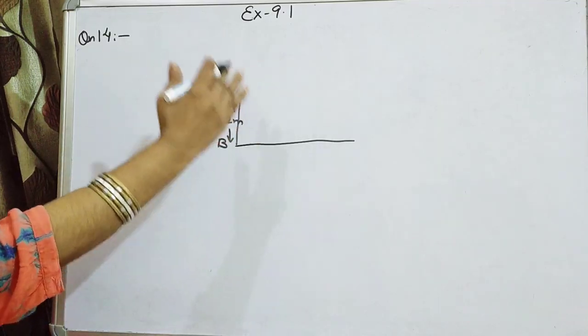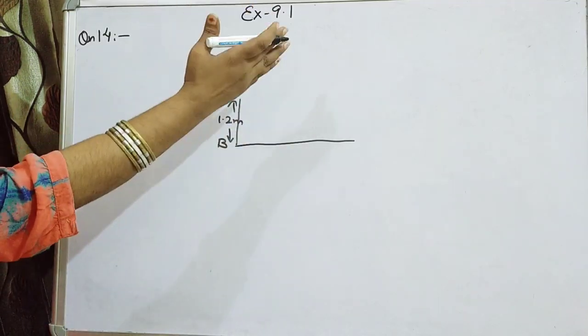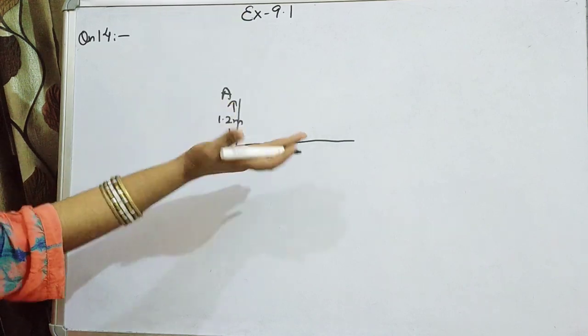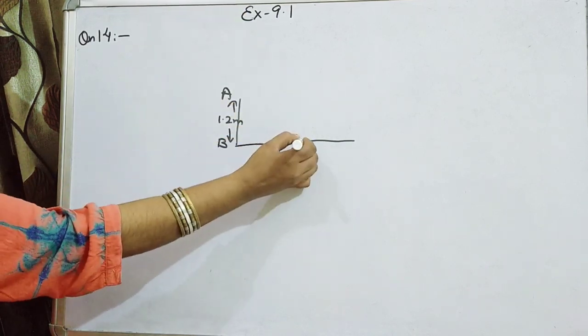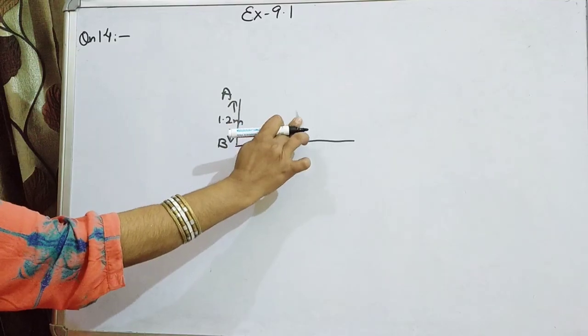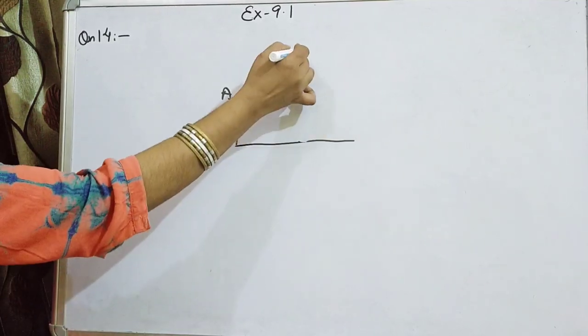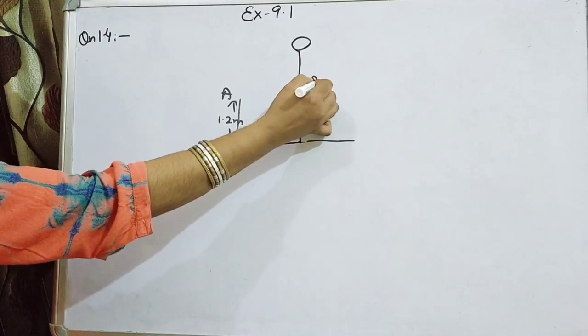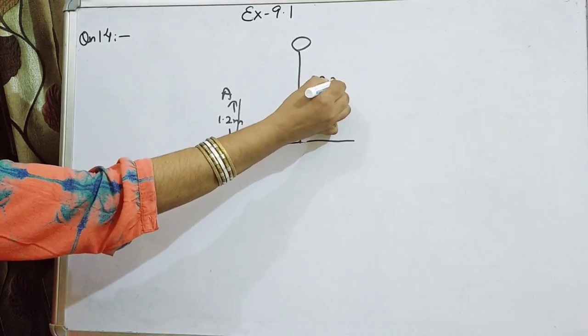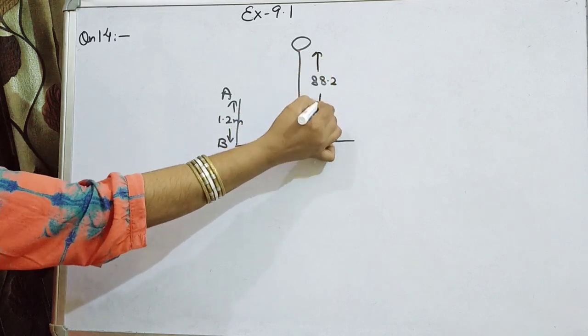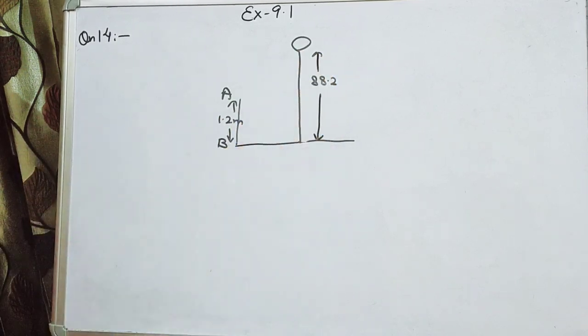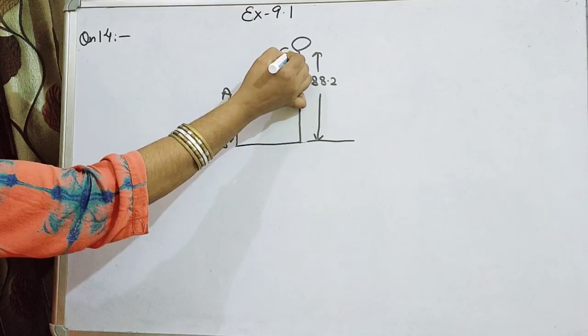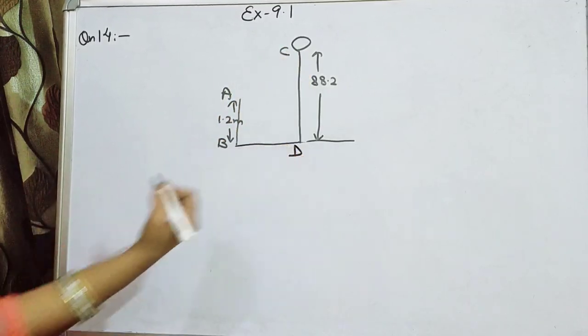Now this girl spots a balloon which is moving with the wind in a horizontal line, and that balloon is at a height of 88.2 meters from the ground. If this is the ground, then let us suppose there is a balloon and it is at a height of 88.2 meter from the ground. Okay, and let's say this point is C and this point is D.